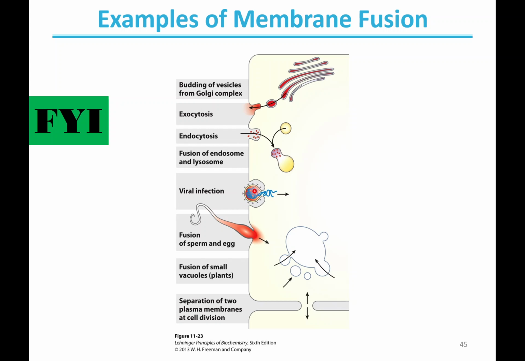Viral infection, we've mentioned that before. The virus connects with the membrane via a receptor or something that the virus is targeting on the outside of the cell, and then it fuses its membrane with the cell membrane and injects its DNA or RNA into the cell. Sperm cells and egg cells react by fusion, and then there are other internal fusion mechanisms as well.